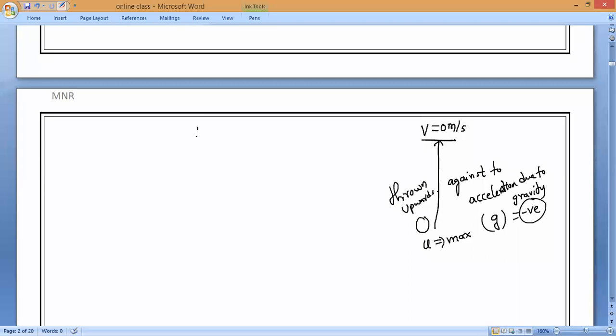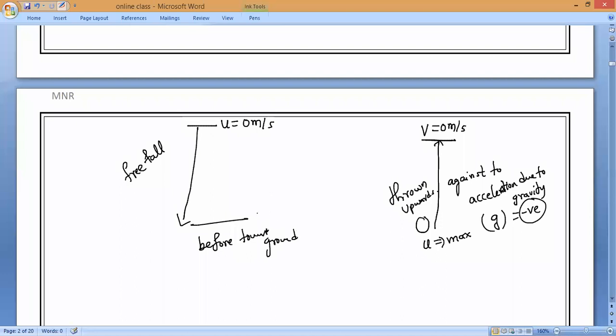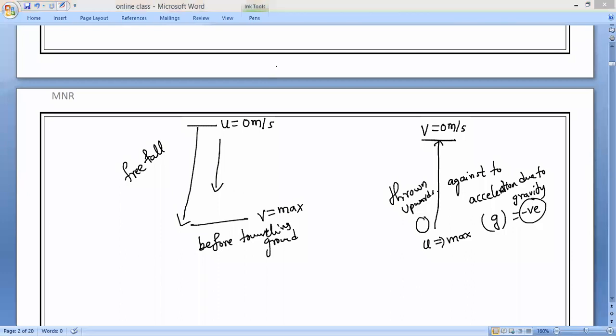Now, if it is freely falling, if it is falling down, that is what we call free fall. So what is the initial velocity? The initial velocity is zero. Before touching the ground, the velocity is maximum. You understand, all of you? Now, is it towards the acceleration due to gravity or opposite to the acceleration due to gravity?